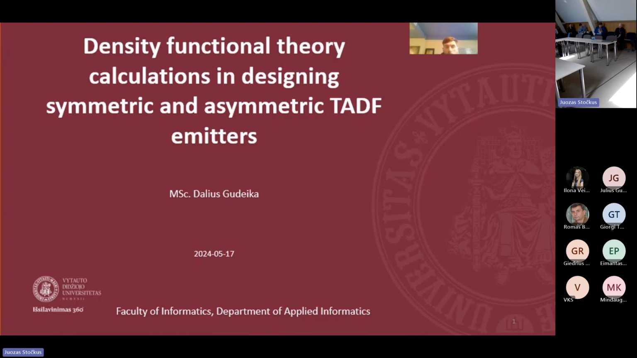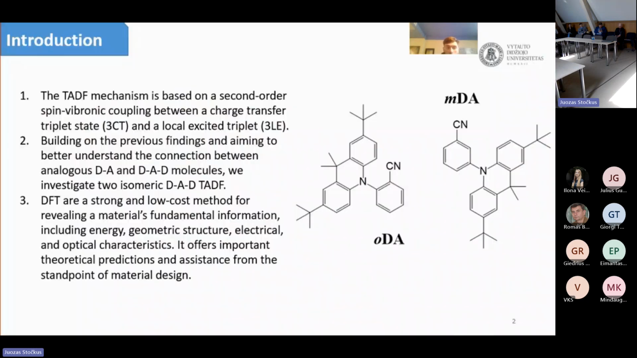The project was entitled Density Functional Theory Calculations in Designing Symmetric and Asymmetric TADF Emitters. The thermally activated delayed fluorescence, or TADF, mechanism is based on a second-order spin-vibronic coupling between a charge transfer triplet state and a local excited triplet to mediate the upconversion reverse intersystem crossing of the coupled triplets to the emissive charge transfer singlet state.